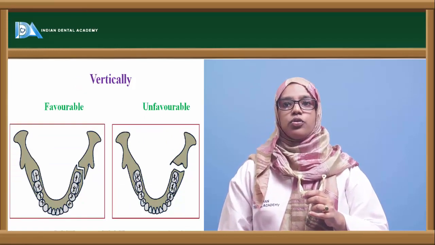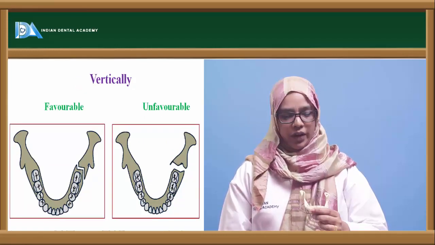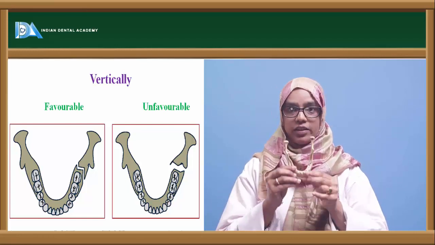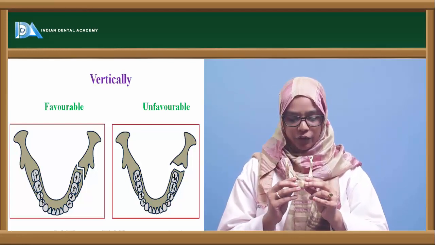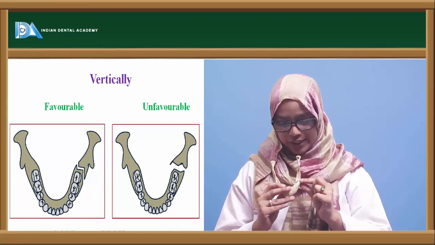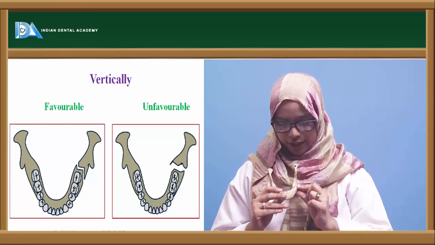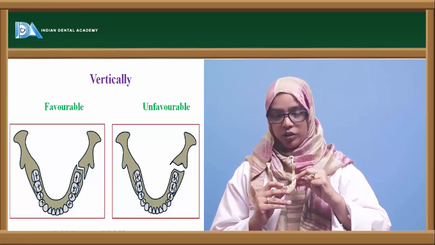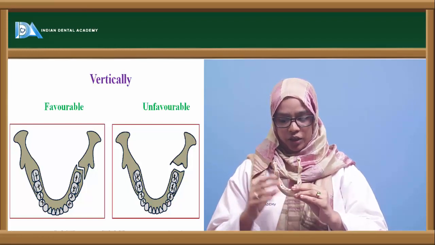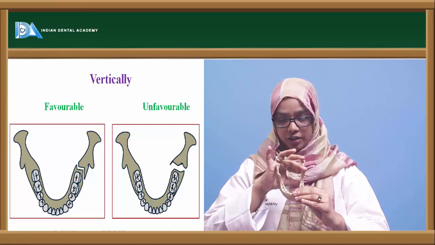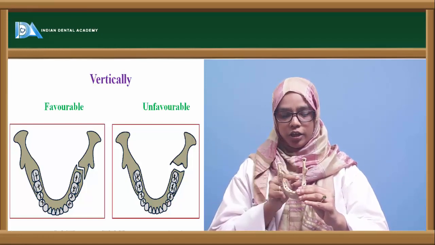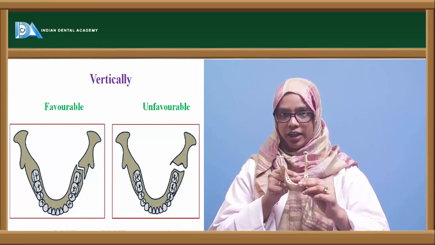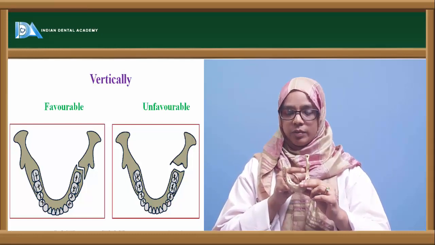Then we move on to vertical favorable and unfavorable fracture. When you look at the mandible from the occlusal view like this, if the fracture line is passing from the lingual cortical plate outward to the buccal cortical plate, the posterior segment, where the mylohyoid muscles are attached, could easily move medially inside and downward, resulting in unfavorable fracture.